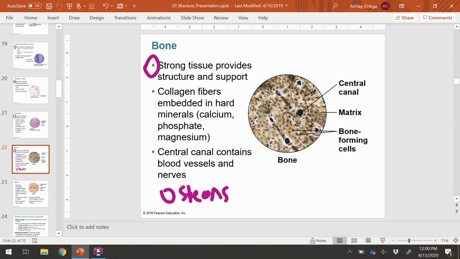And so at the center of a lot of bones will be bone marrow. This is where the blood cells will form. And so it's a very, very important process that is protected at the center in the bone.